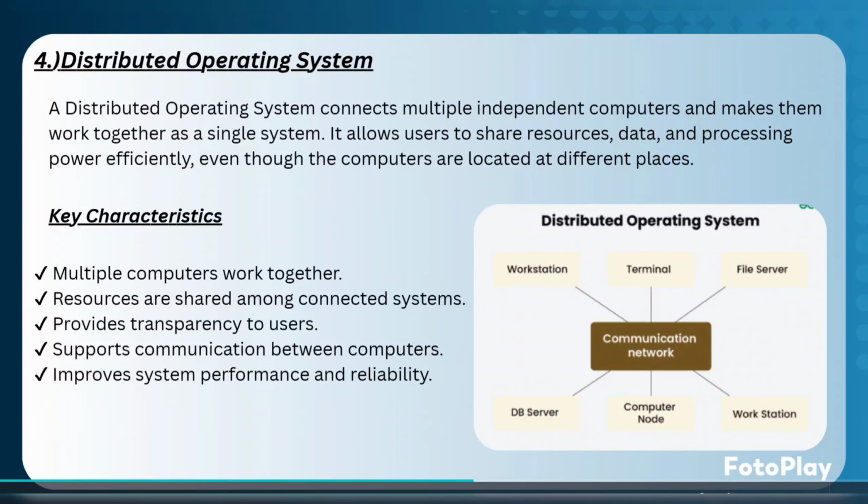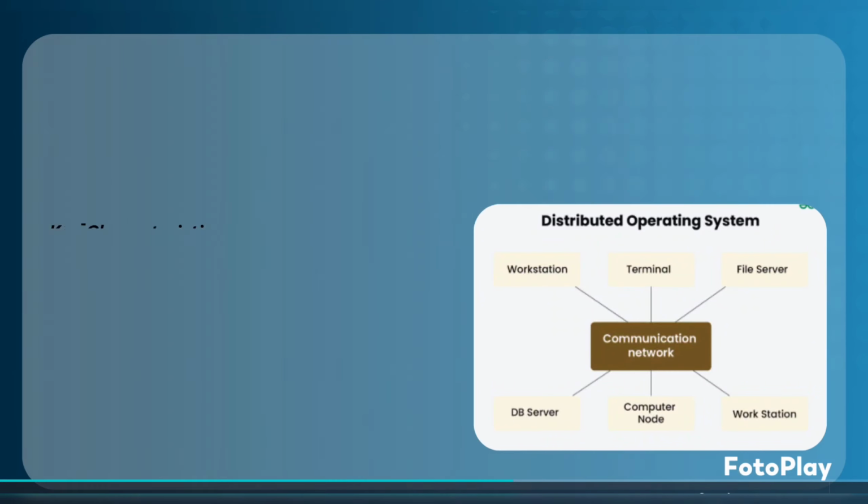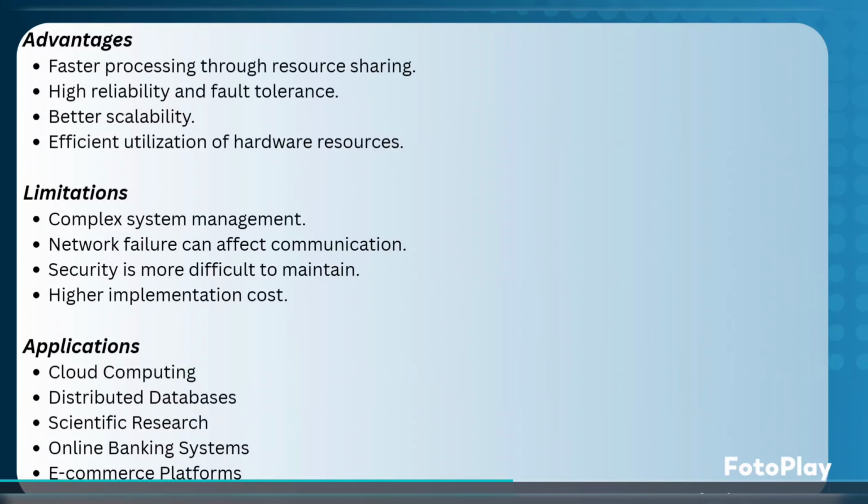Instead of one computer doing all the work, multiple computers share the workload. One of the best examples of a distributed operating system is cloud computing. When we use services like Google Drive or cloud storage, data is not stored in a single computer. It is distributed across multiple servers located in different places. The major advantage of this is that it improves the speed, reliability, and availability of the system.